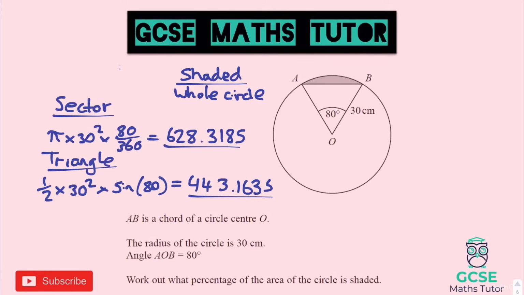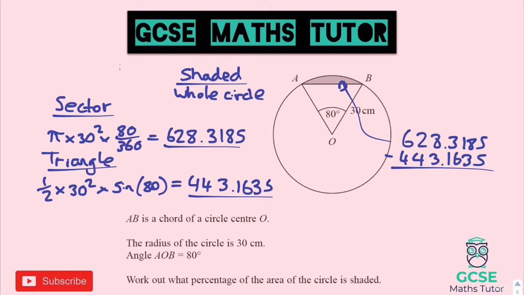Now obviously we can get the area of the shaded part, we can take these away from each other. So the shaded part is going to be 628.3185, take away the triangle there, which was 443.1635. Take those away, and we get an answer of 185.155. There we go. So that is the area that's shaded. Let's just label that up. Shaded. There we are. So that's the first piece that we need.